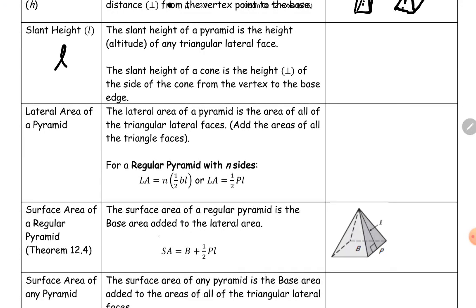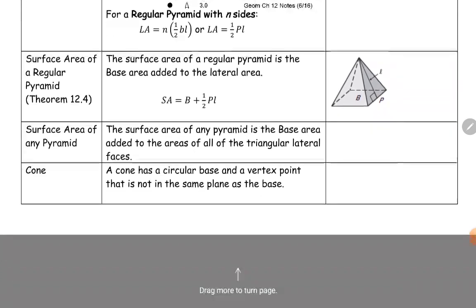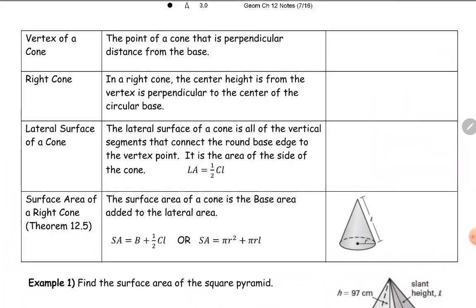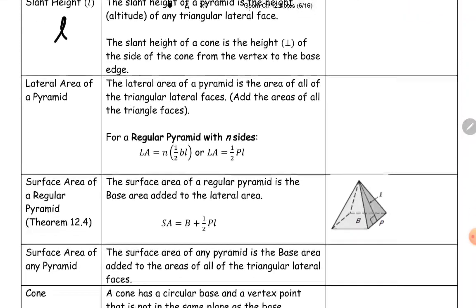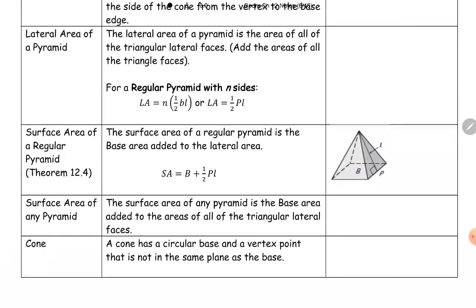Surface area for a pyramid is equal to the area of the base plus 1/2 the perimeter times the slant height. And let's do some examples here. Oh wait, let's go for a cone. I forgot about cone. And then we can do examples of the two formulas.